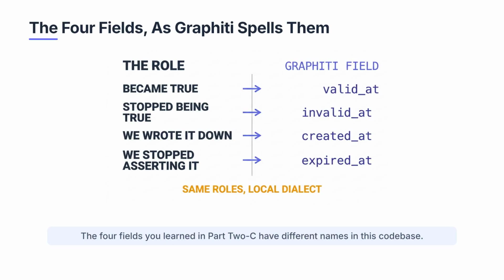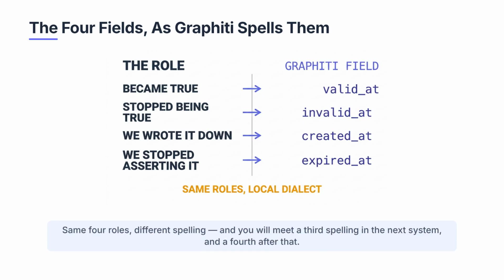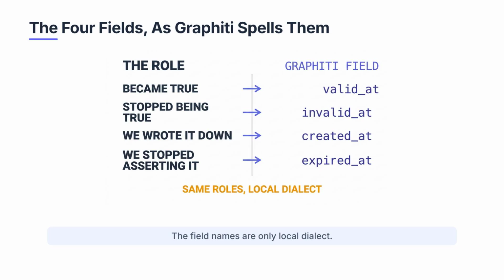The 4 fields you learned in Part 2C have different names in this codebase. Valid at is when the fact became true. Invalid at is when it stopped. Created at is when Graphiti wrote it down. Expired at is when Graphiti stopped standing behind it. Same 4 roles, different spelling. And you will meet a 3rd spelling in the next system and a 4th after that. Learn the roles. The field names are only local dialect.